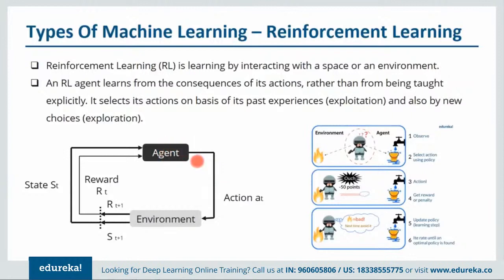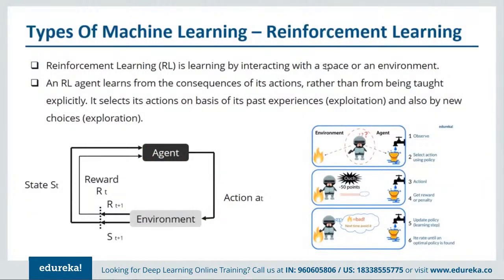Now there's a diagram in front of your screen. What happens is you have an agent, and that agent performs some action. On the basis of that action, it'll be exposed to some sort of an environment. Now if that action is correct, then it'll be rewarded. But if it is not, then it will change its choice and it will again perform some action. So this process will keep on repeating. So this is how reinforcement learning works.